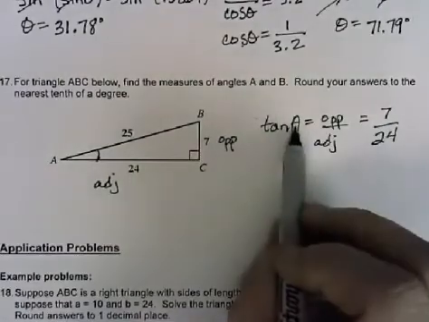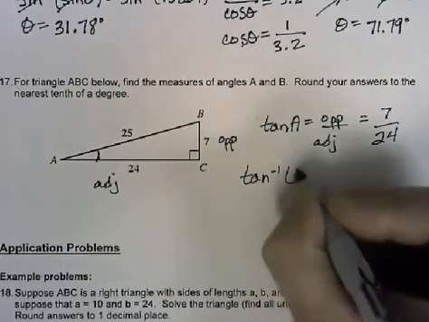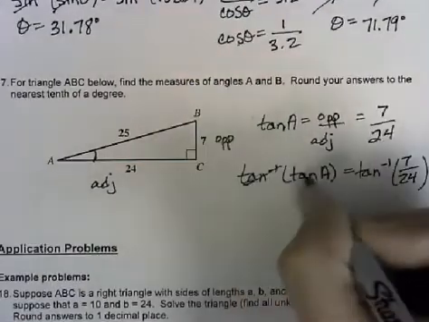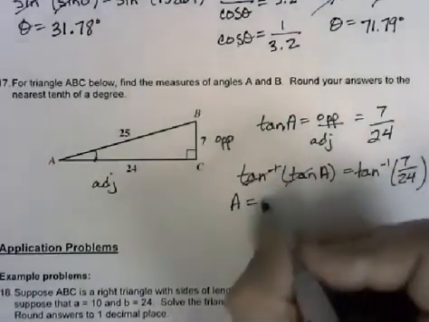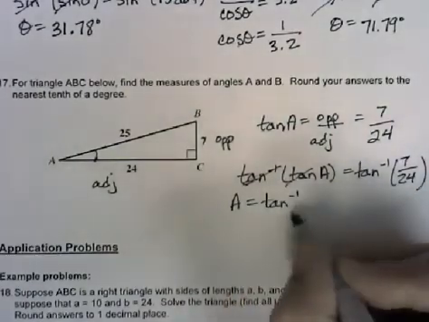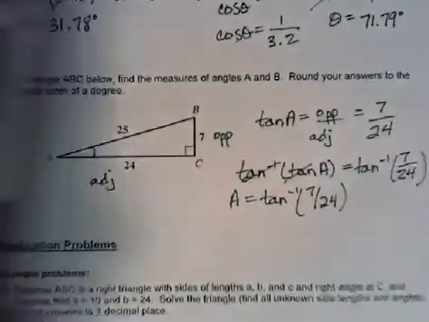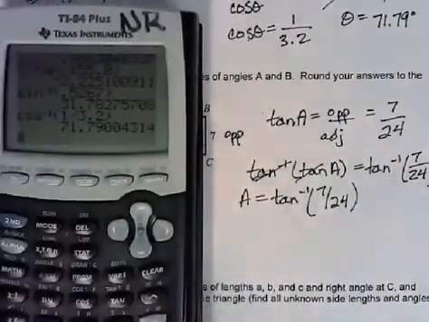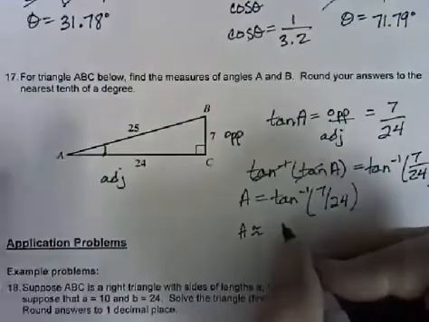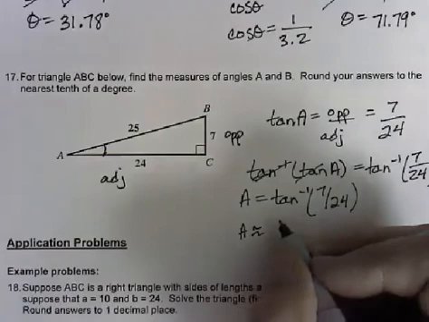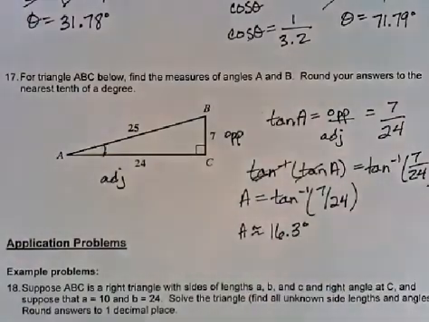If we're trying to find the measure of angle A, we could use our inverse tangent function on both sides of this. That lets these two functions cancel each other out on this side. And we can use our calculator inverse tangent function to find the measure of angle A. So for angle A, we're rounding to the nearest tenth of a degree. That would be approximately 16.3 degrees.